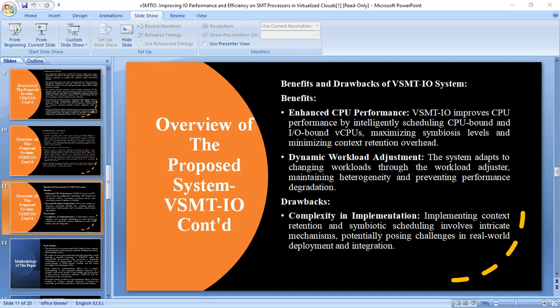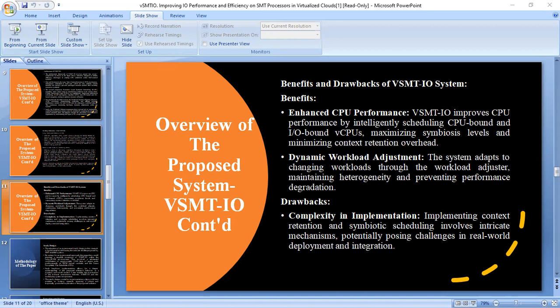Coming to the next slide, open-ended questions. Adaptation to emerging technologies. An open-ended question is how well VSMT adapts to emerging technologies and advancements in hardware architectures. Specifically, how does VSMT perform and adapt in the context of evolving hardware technology?